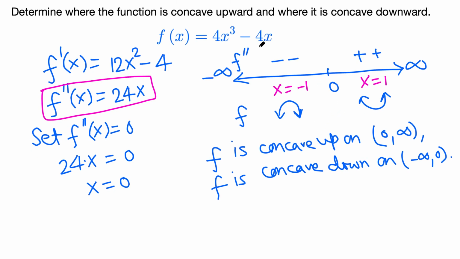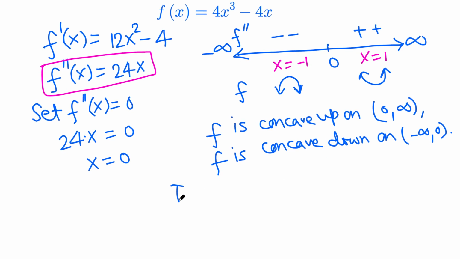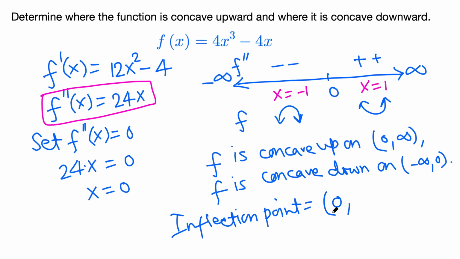So we can find the inflection point, which is not asked in the question, but inflection point means where the concavity changes. Point means x coordinate and corresponding y coordinate. The x coordinate is 0. Now we plug x equals 0 into the function. Whenever answering, we plug in here. We use the second derivative just for the test, but the final answer is given from the function. 4 times 0 cubed minus 4 times 0 is simply 0. So the inflection point is at the origin. This is not part of the question here though.